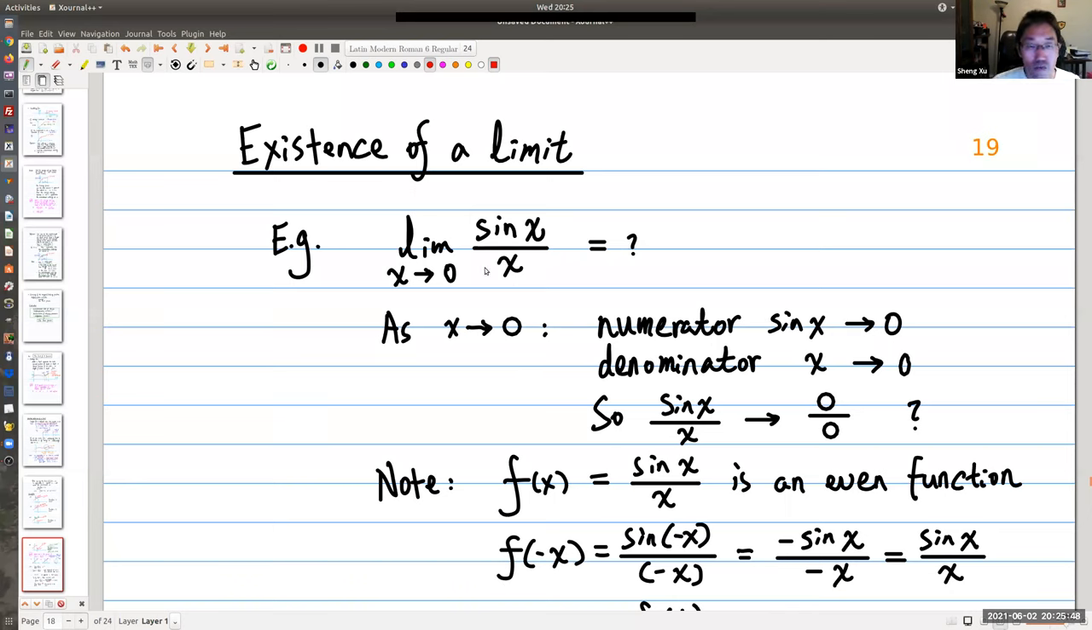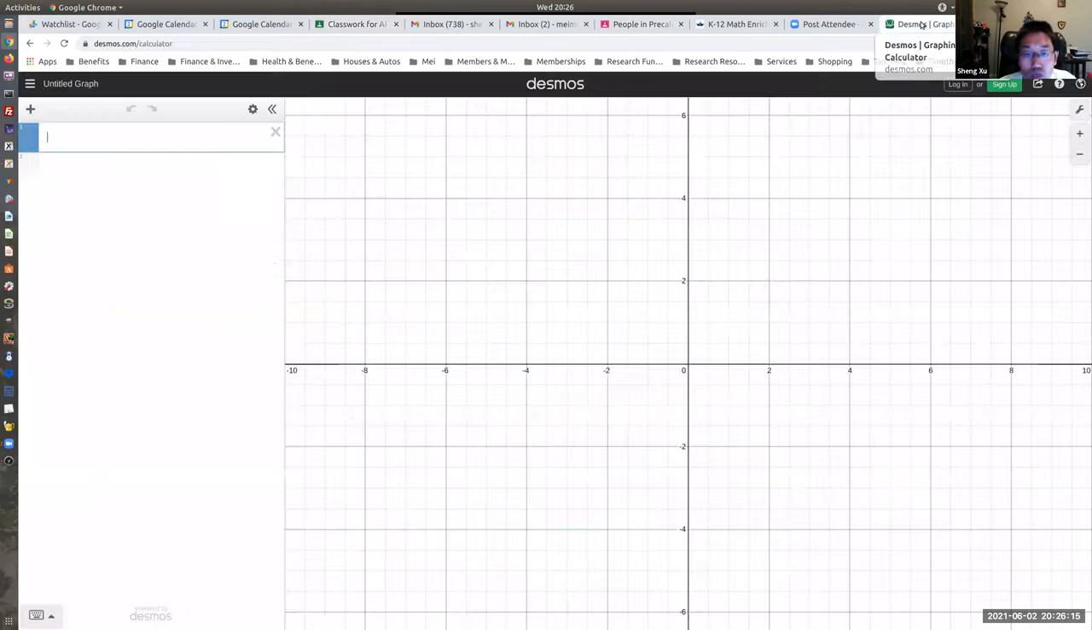Say the limit of sine x over x as x approaches 0. This is interesting. Why? As x approaches 0, what's the numerator? The numerator of this fraction here is sine x. And we know if x approaches 0, sine x approaches what? Approaches 0.